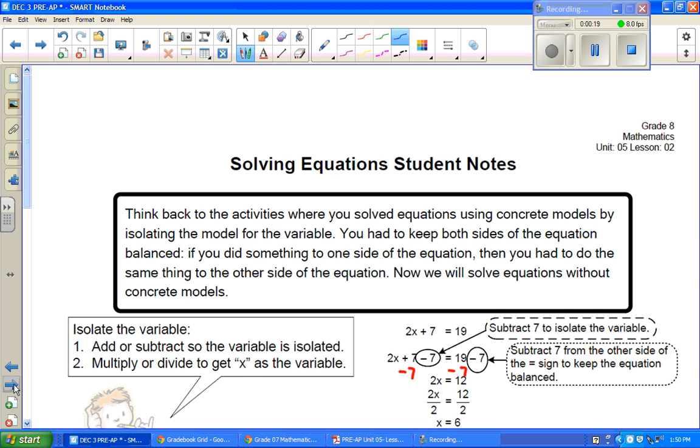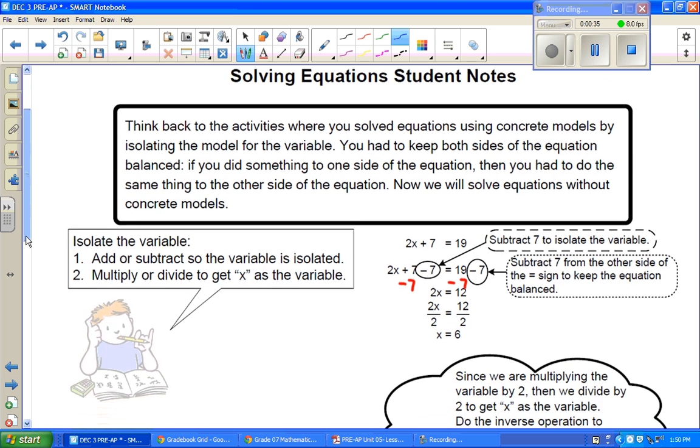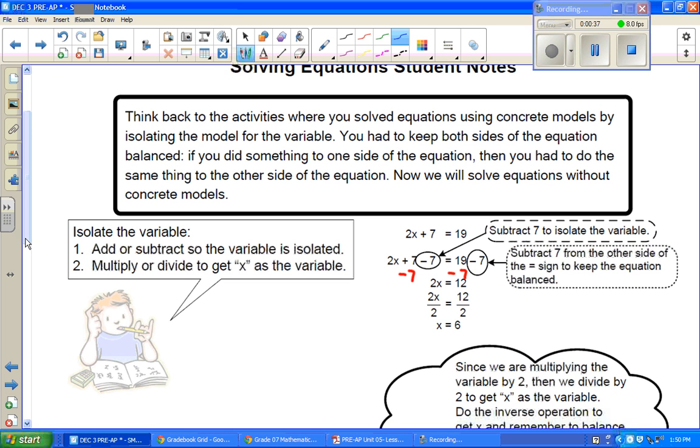Read over this, please. We covered most of this in class last week when we were working with concrete models because you were also curious as to see why we were talking about squares and circles. And now you know why. And now you know the steps in solving one-step equations. We're going to talk about two-step equations.